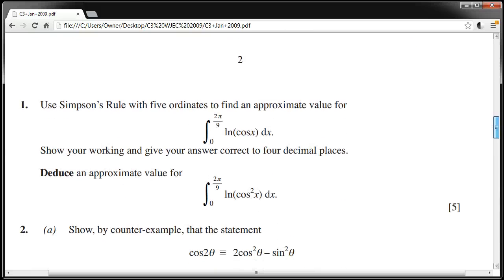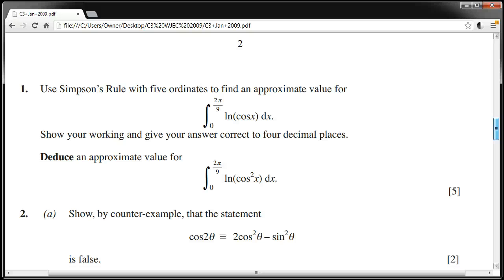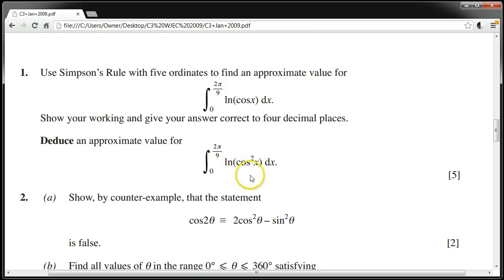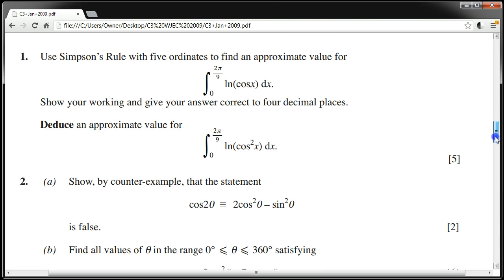Here's Simpson's rule then, the first question. Fairly standard question, although at times a little time consuming, but still it's definitely one to do because the level of difficulty is not high. There's a little tweak here at the end, an approximate value for this integral based on this calculation. All we need to do is move the 2 down using properties of logs and we can work it out.